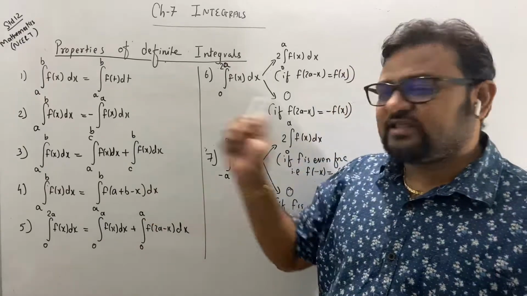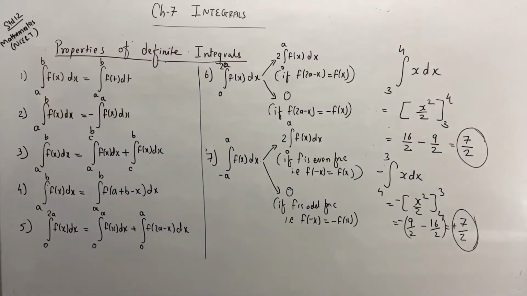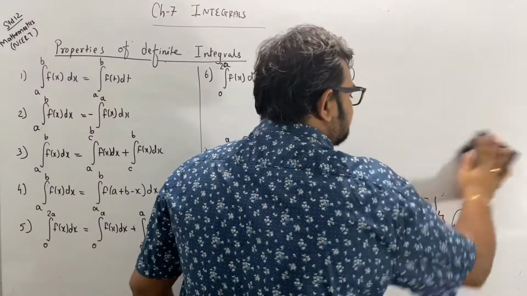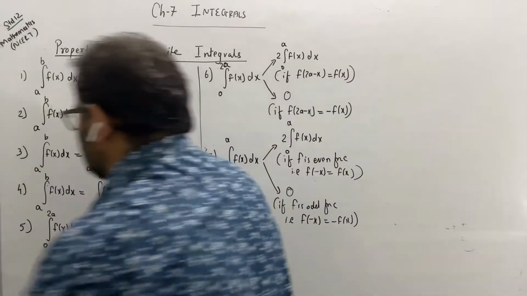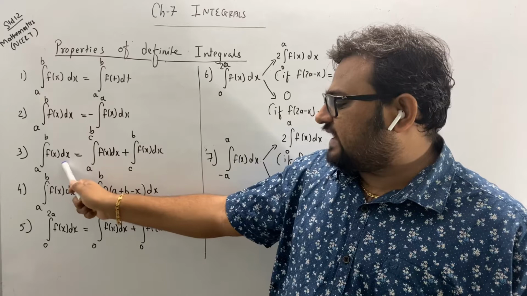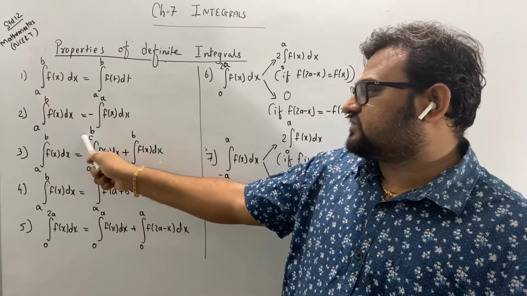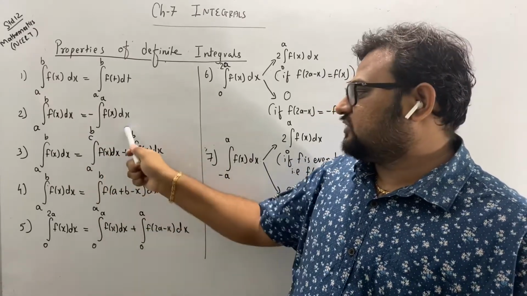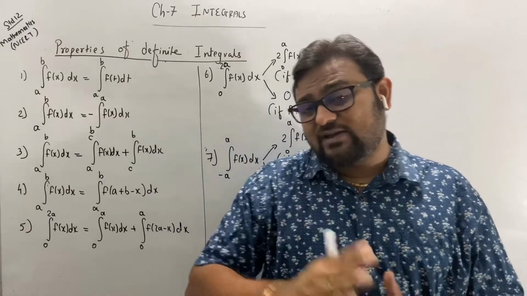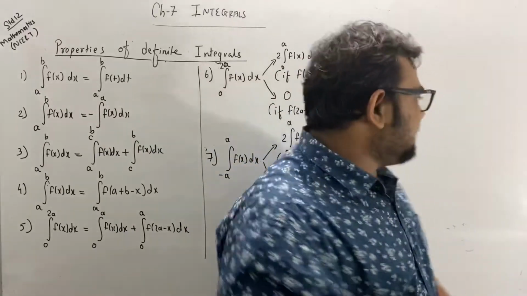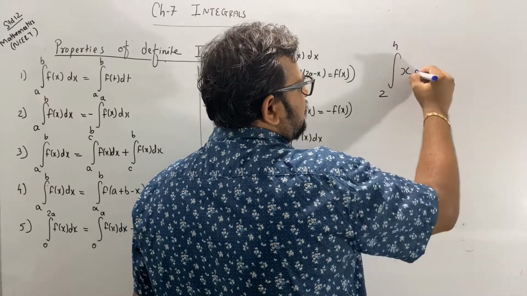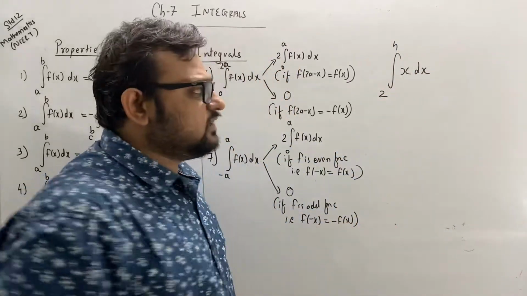Now let's move to the third one. The third property, integral a to b f x dx is equal to integral a to c f x dx plus integral c to b f x dx. Means if there is any intermediate point between a and b. Okay, let's take this simple function again. I am taking 2 to 4 x dx. Clear?